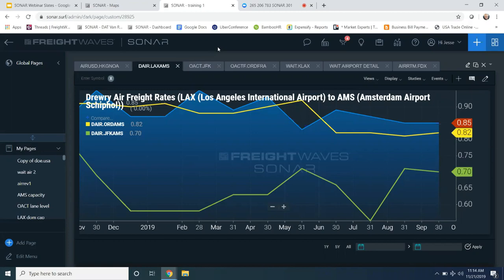But this is a nice index to use because it's global and because it gives us a sense of difference between the markets in the West Coast, the East Coast, and the Midwest. So now I want to move on and talk about some of the capacity metrics that we have in SONAR.